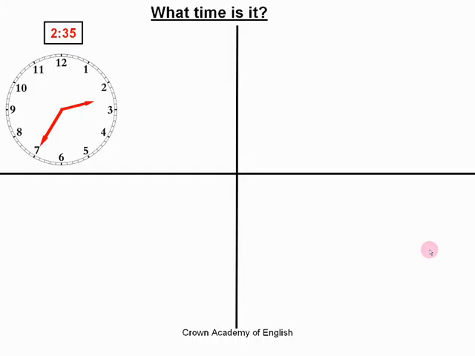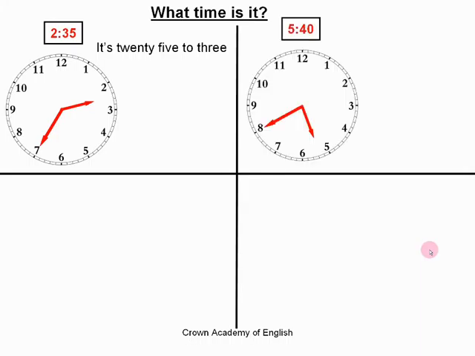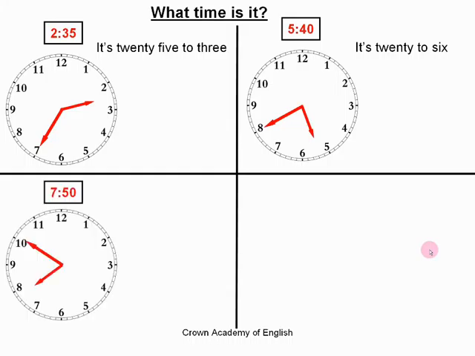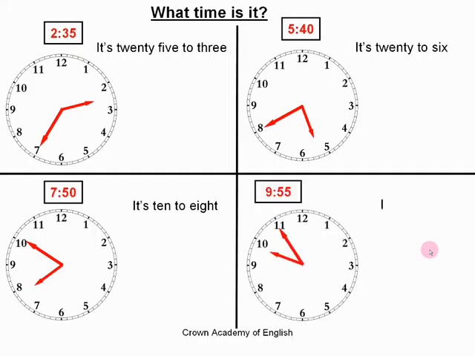What time is it? It's 25 to 3. It's 20 to 6. It's 10 to 8. It's 5 to 10. So, this time, in all of these, we have the word to.